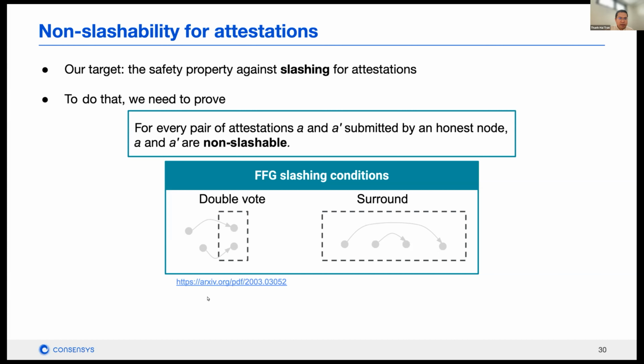So we have two conditions. The first one is that a validator cannot publish two different votes with the same target height. This is in the left picture. And the second condition is that a validator cannot publish a vote in the span of other votes.